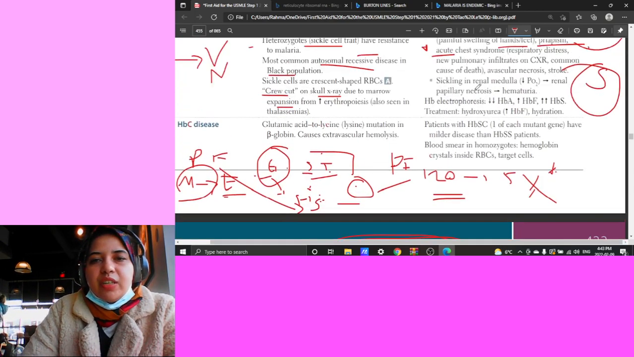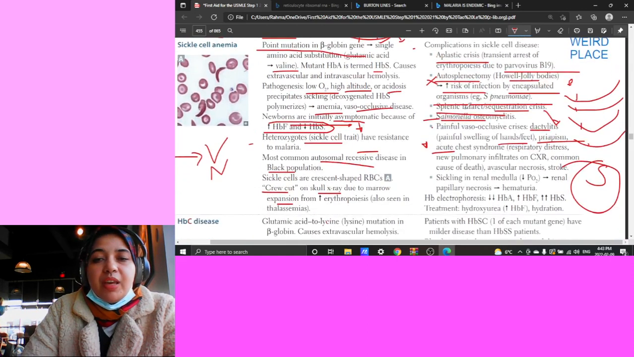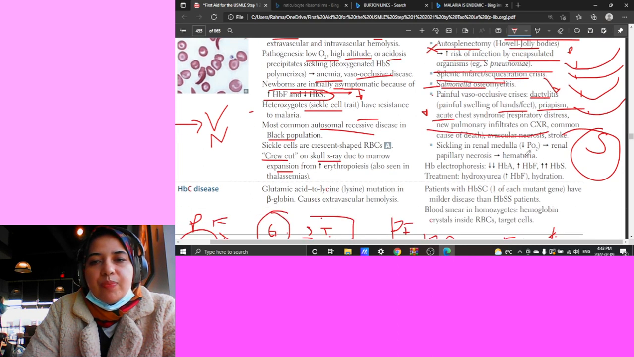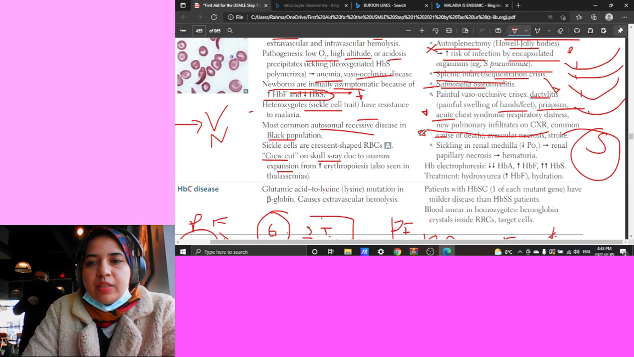This is a very dangerous complication of sickle cell disease. The one way to diagnose it is a new pulmonary infiltrate on chest X-ray. It's a common cause of death, very dangerous. You might need to do very large blood transfusions to fix this problem.